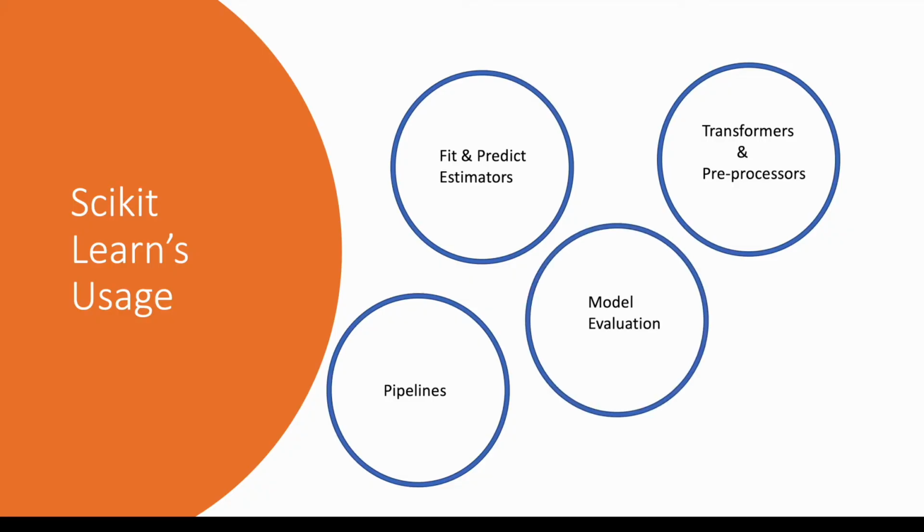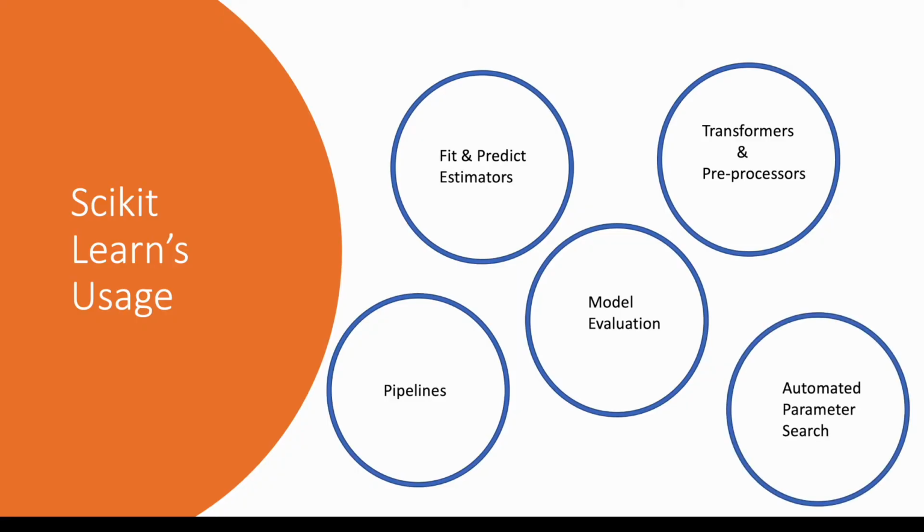We'll see that. The fourth thing is model evaluation. In case you have built the model using estimators, but is it a great model? How are you going to evaluate those models? Scikit-Learn provides tools for that as well. The last thing is automated parameter search. When we say parameter here, mostly it's hyperparameter. As you must know, any machine learning algorithm needs hyperparameter tuning. Scikit-Learn has some great built-in features using which you can do automated hyperparameter tuning.